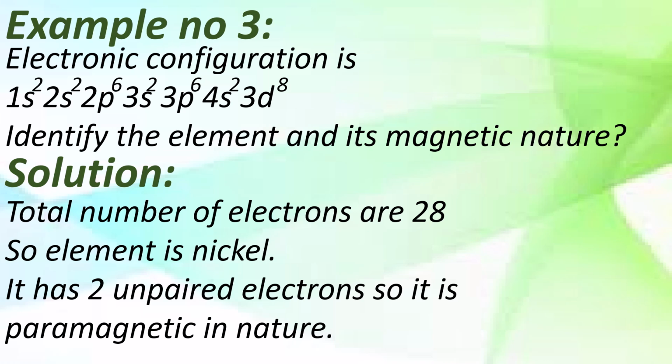So it is paramagnetic in nature, that means weakly attracted by a magnetic field, because these 2 unpaired electrons create electric and magnetic fields and act as a tiny magnet. So it is paramagnetic in nature. So the element is nickel.